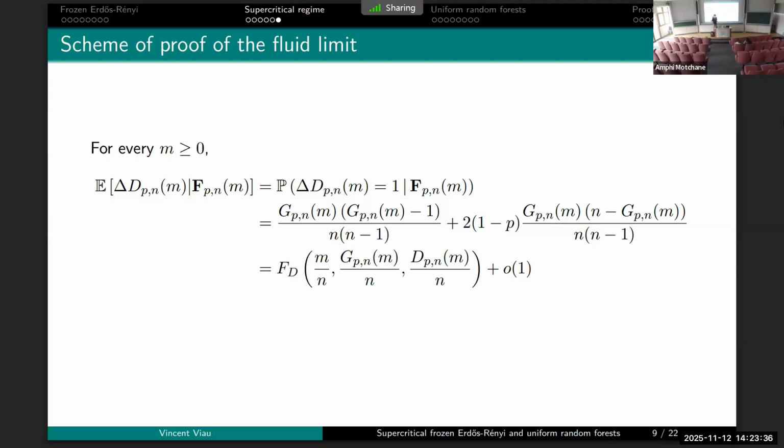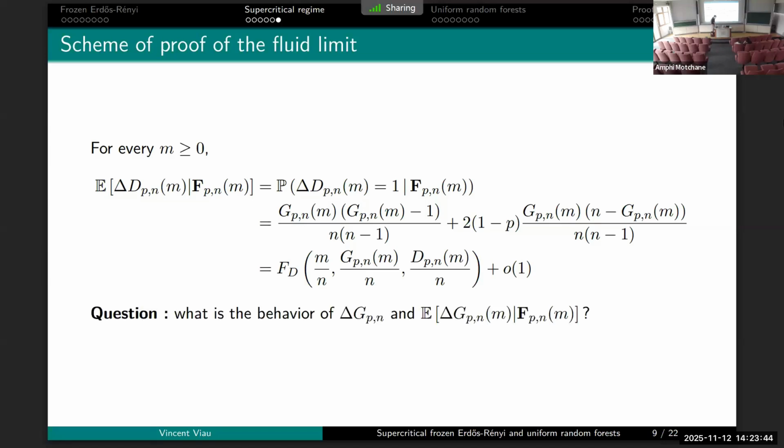So for the process D, we are actually done, and now we want to do the same thing and understand the behavior of the jumps of the process G. But the fact that you get the same differential equation, is that expected or not? Do the two objects satisfy the same differential equation? Is that just chance, or is there some deep meaning behind it?